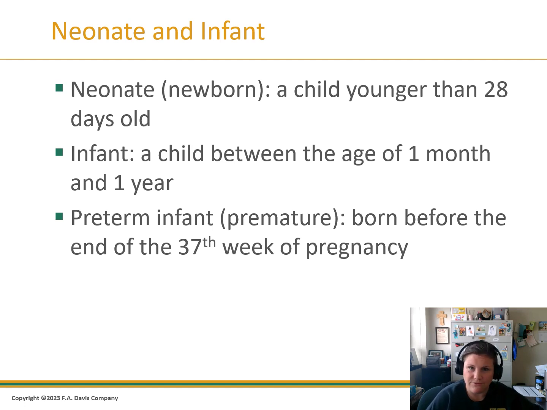And then a preterm infant is any child that's born before a certain gestational age. In this case, your book refers to the 37th week of pregnancy. A child that's born before the end of the 37th week of pregnancy is a premature infant. Now, this is something that does differ in literature and in practice. You may hear certain other definitions of what constitutes prematurity, but what we're going to test on and what we're expecting you to know is what matches our resource for this class, which is the F.A. Davis book.